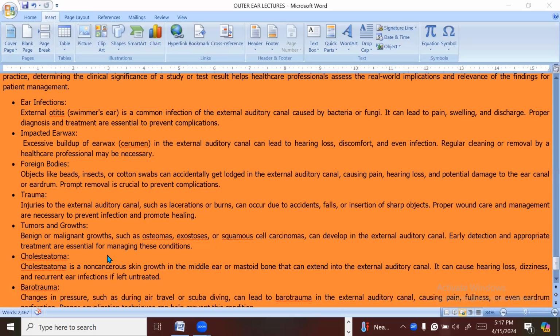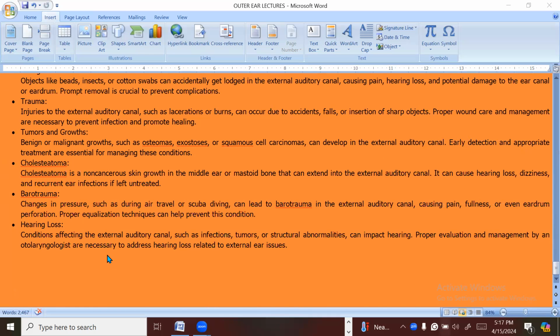So see how we are trying to broaden our clinical understanding of the study of the EAC. Then barotrauma, which is a result of changes in pressure, such as during air travel or diving, can lead to barotrauma in the external auditory canal, which can cause pain, fullness, or even eardrum perforation. So therefore, proper equalization technique can help prevent this condition. From the clinical point of view, we understand that barotrauma can damage the eardrum. And so safety measures are put in place for those who are taking flights or who want to travel to the moon, through to space.